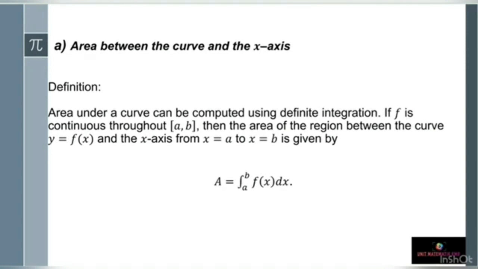Area under a curve can be computed using definite integrations. So if f is continuous throughout a and b, then the area of the region between the curve, let's say y equals f(x), and the x-axis from x equals a to x equals b is given by A. So what we have to do is take integration from a to b for the function with respect to dx.